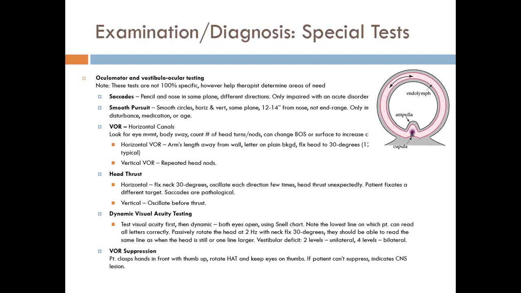Once they're one arm's length away from the wall and able to focus on the letter B with their head flexed by 30 degrees, they can begin turning their head side to side. Not all the way, but probably 30 to 45 degrees to each side max. And you want to count how many times the person can turn their head side to side in 1 minute.